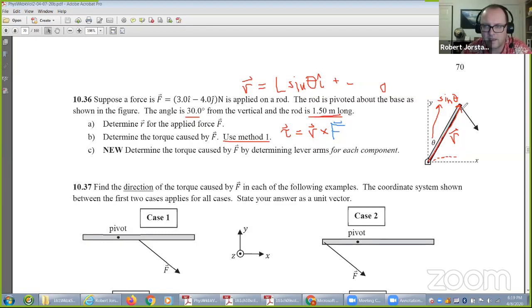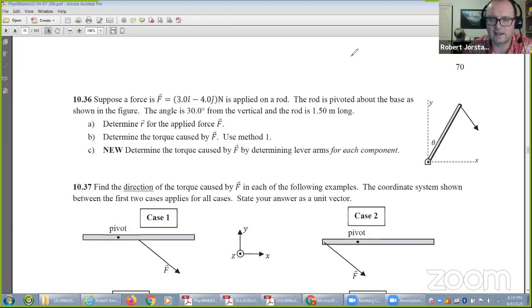And again, F is this vector right here, which has been nicely specified for us. All right. And then remember I said this method is great because it always works. It's sometimes a little time consuming. So it's also worth it to try and do this with lever arms for each component. That's basically splitting up the force into components like the last time.